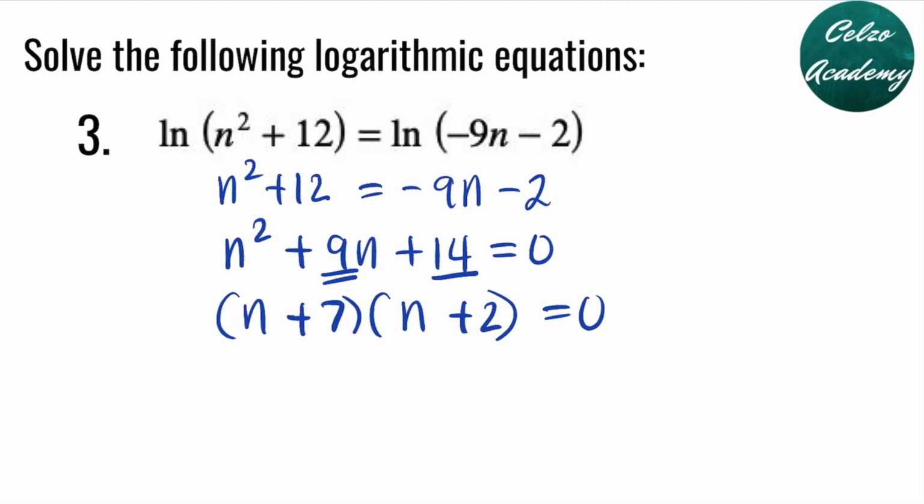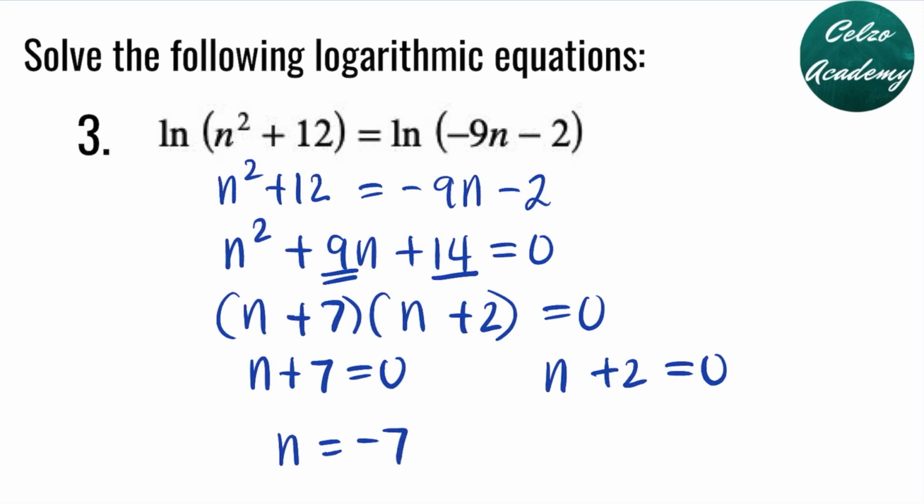Setting each factor to 0, we have n plus 7 equals 0 and n plus 2 equals 0. Doing inverse operations, we need to subtract 7 to both sides, and we will have n equals negative 7. For the second, we need to subtract 2 to both sides, so n is equal to negative 2. Now we need to plug in negative 7 and negative 2 to see if there's any extraneous solutions.